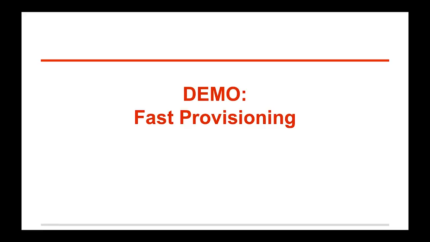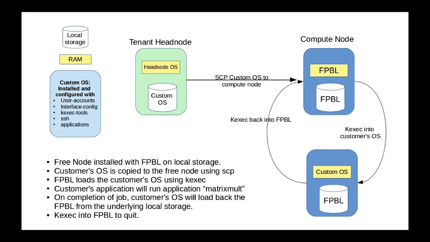Now we will demonstrate fast provisioning. Here is the setup for our demo. For the purpose of the demo, we assume that the compute node is already booted into Fast Provisioning Bootloader or FPBL. As a custom OS, we have compiled a Debian operating system and it is pre-installed with all necessary functionality.